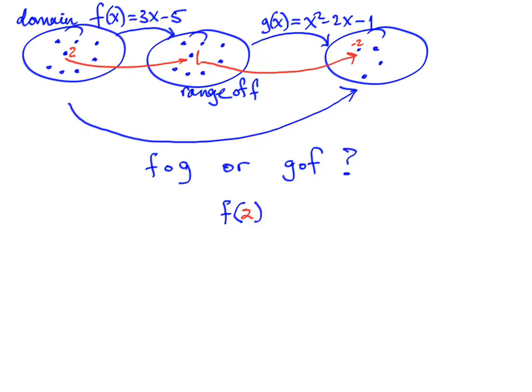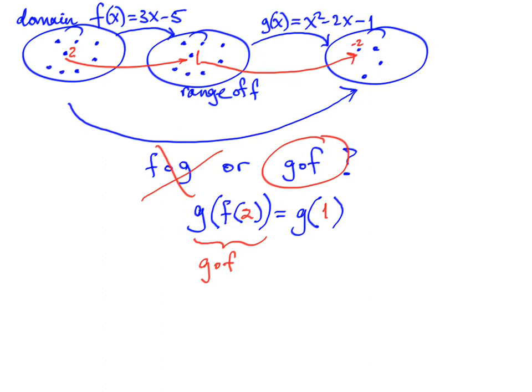So what we did was we took f of 2 first, and we got 1, right? Then we applied g to that. So g of f of 2 turned out to be g of 1, which was negative 2. So look at that order. So that's g of f of 2. So that's g composed with f. So it was not f composed with g. Okay, so the order is important, and you may want to use a picture to kind of visualize what's going on.